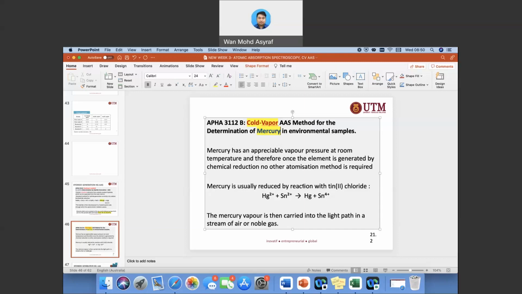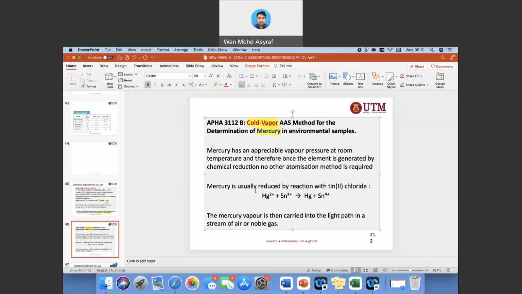So it may affect you if you do not have precautionary measures. All right. So therefore, it is volatile at room temperature, so the element is generated by chemical reduction. No other atomization is required. All right.